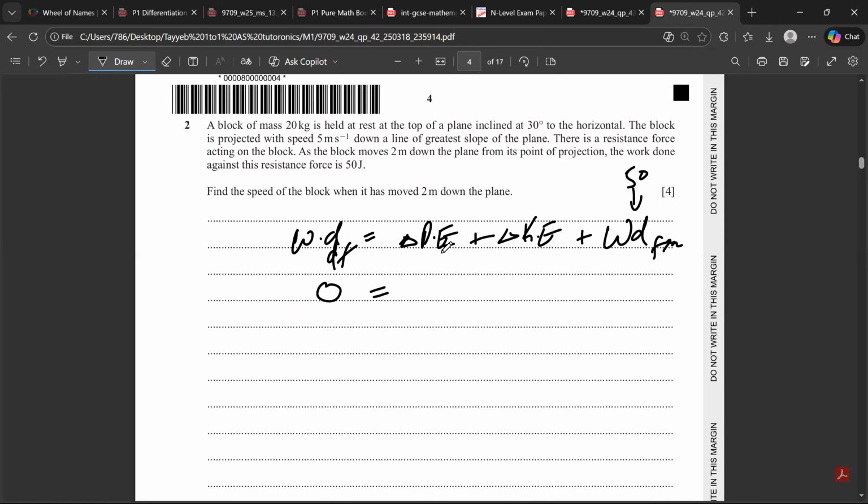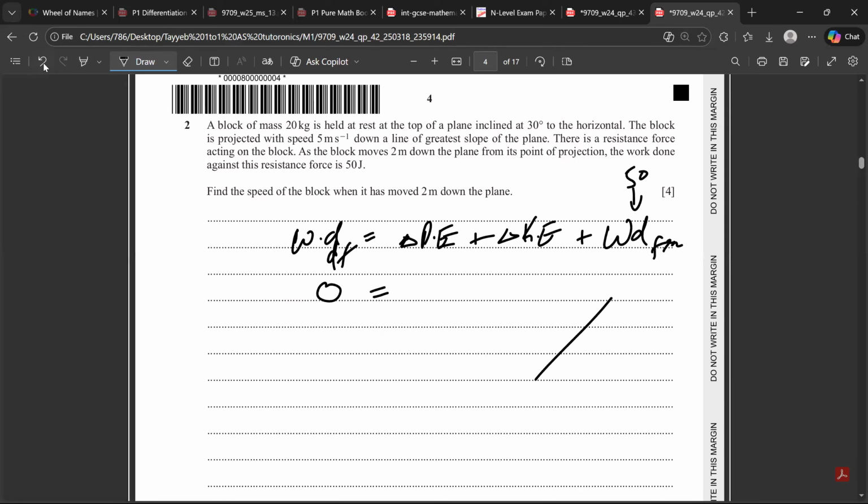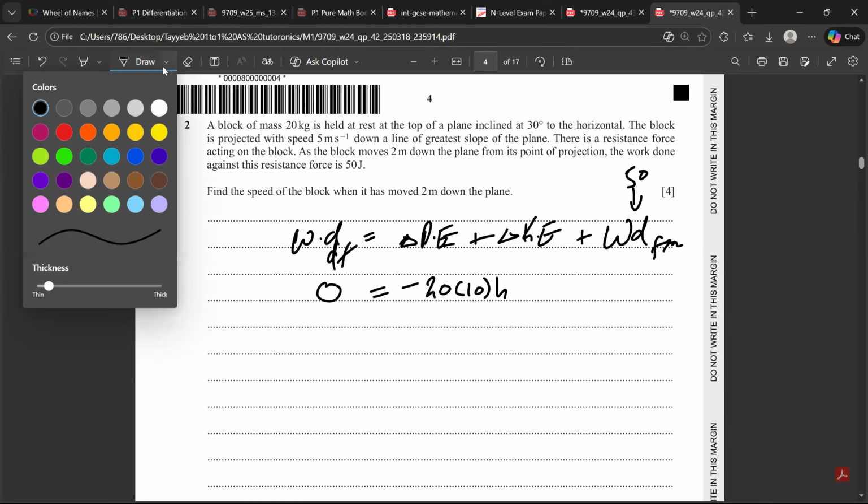Then the potential energy. The object is moving down, so there is a loss in potential energy. Agree? Yes. So that means we will give a negative sign to potential energy. You can note down this point: if the particle is coming down, potential energy change is negative. If the particle is going up, it's gaining potential energy, so it will be positive. So negative mgh. Now I need h also. What is the height when it moves 2 meters down the slope? Did you find it?